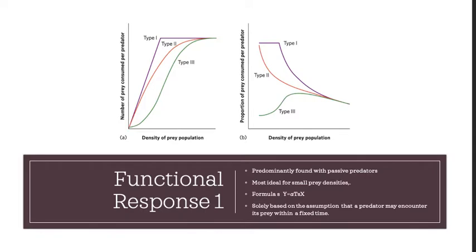Y equals ATSX, where Y represents the prey consumed by the predator, X is density of one prey, TS is representative of the predator's availability to hunt, and A is a constant known as the discovery rate.